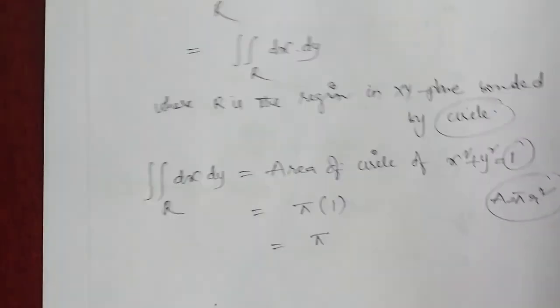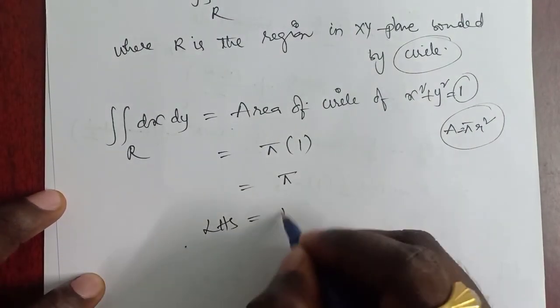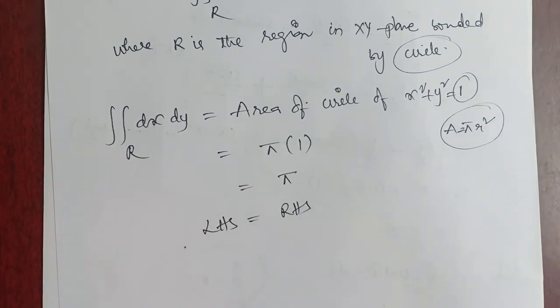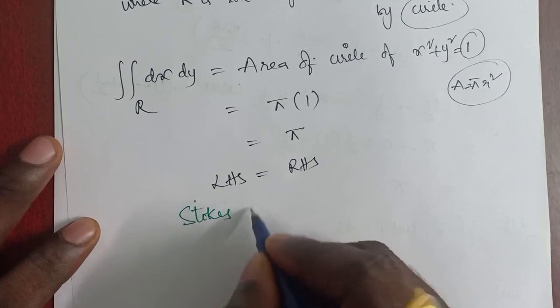So what is LHS? It is pi. What is RHS? It is pi. So LHS is equal to RHS. Since LHS is equal to RHS, Stokes theorem is verified.